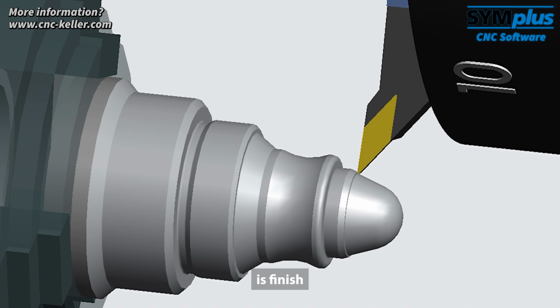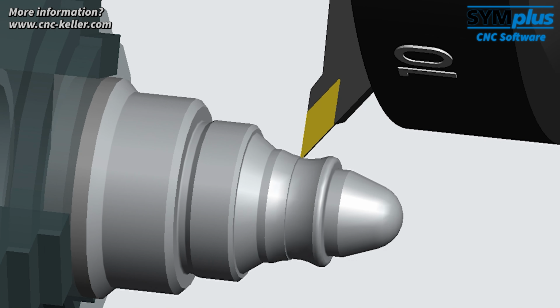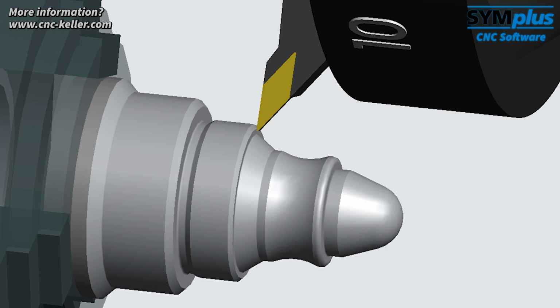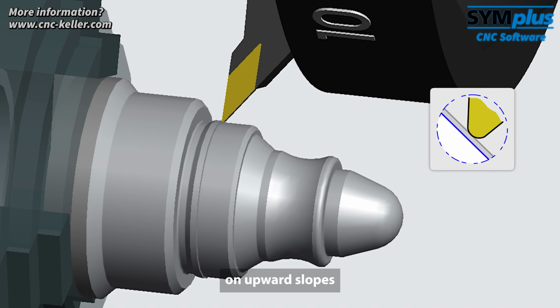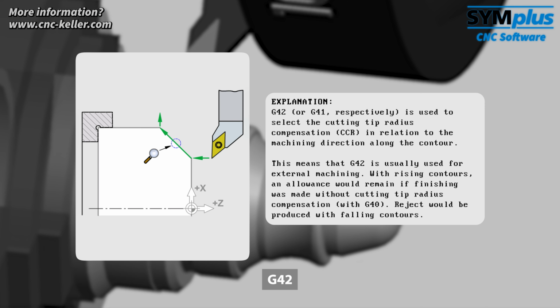Now the contour is finish machined. G23 calls up the same contour blocks used in roughing. To avoid leaving excess material on upward slopes or causing overcut on downward slopes, G42 is activated, right side radius compensation.